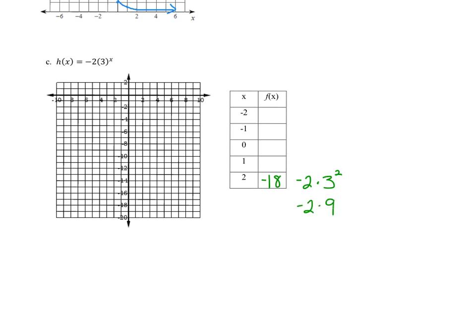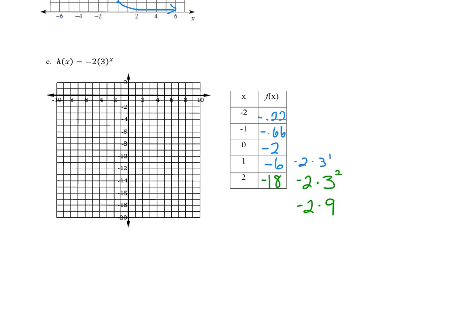For this one, I would do negative 2 times 3 to the 1. Well, 3 to the 1 is 3, and 3 times negative 2 is negative 6. Then I keep going. I get negative 2 for this one, then negative 0.66, and negative 0.22 repeating.